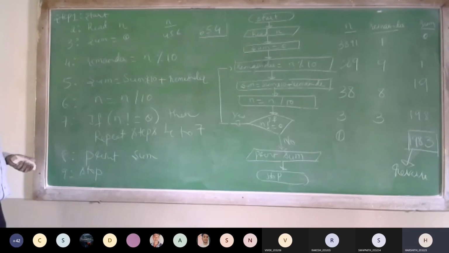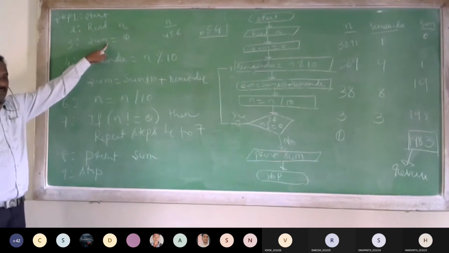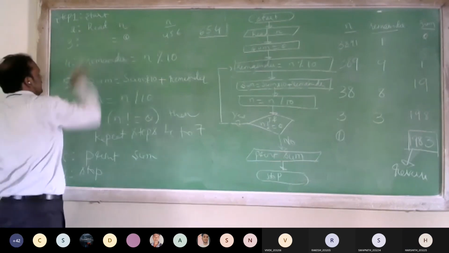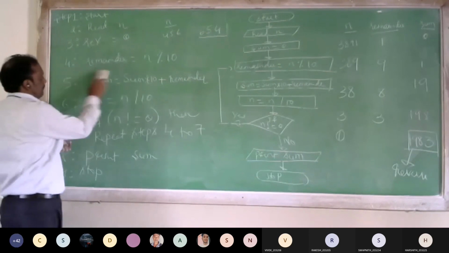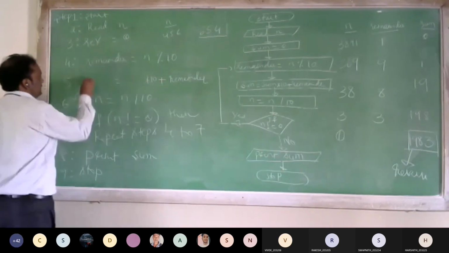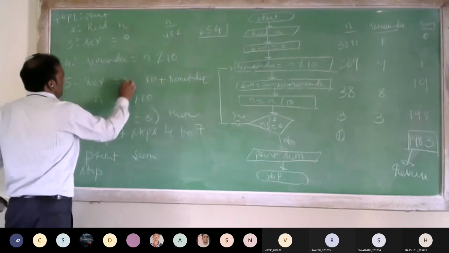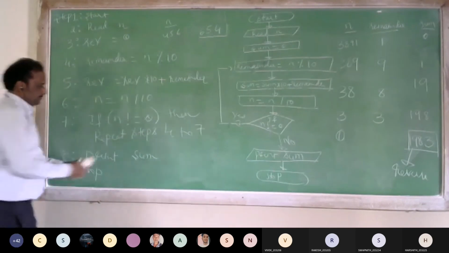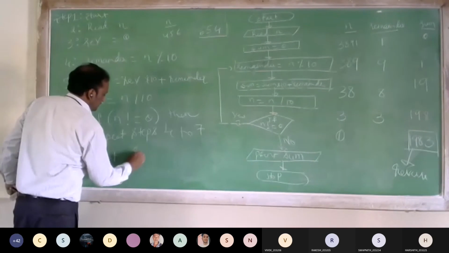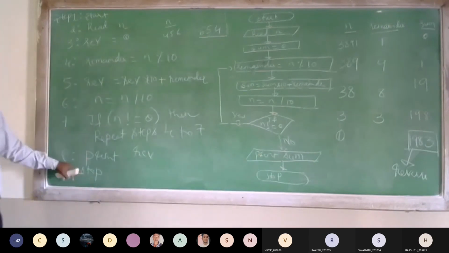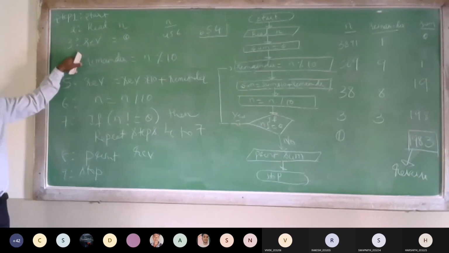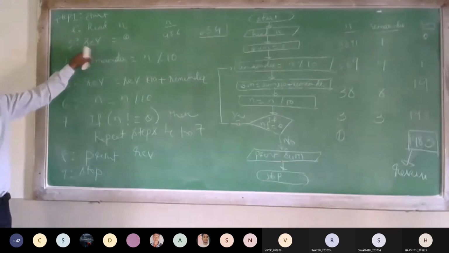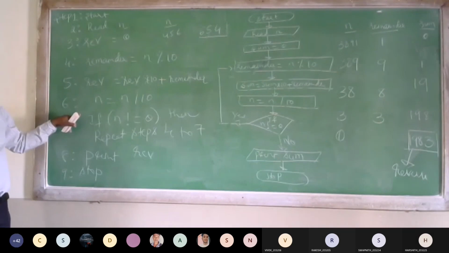Since we are finding the reverse of a given number, here I am taking the sum. So instead of this sum, you can write reverse. Reverse is equal to 0. Print reverse. No, if you write sum also, you will get the correct output. But we have to use the relevant name. Once we are finding the reverse of a given number, we need to use the relevant name.